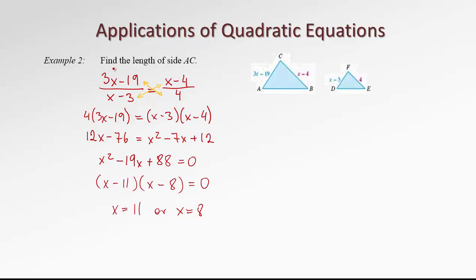Well, let's go back to the question. We need to find the length of the side AC. AC is not the same as x. AC is actually 3x minus 19. So we have two possibilities.